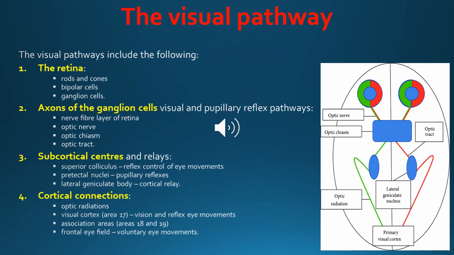The first order neuron lies within the cells of the retina, while the second order neuron starts from the ganglion cells of the retina to the optic tract. The third order neuron lies within subcortical centers, while the fourth order one lies within the optic radiation and visual cortex.